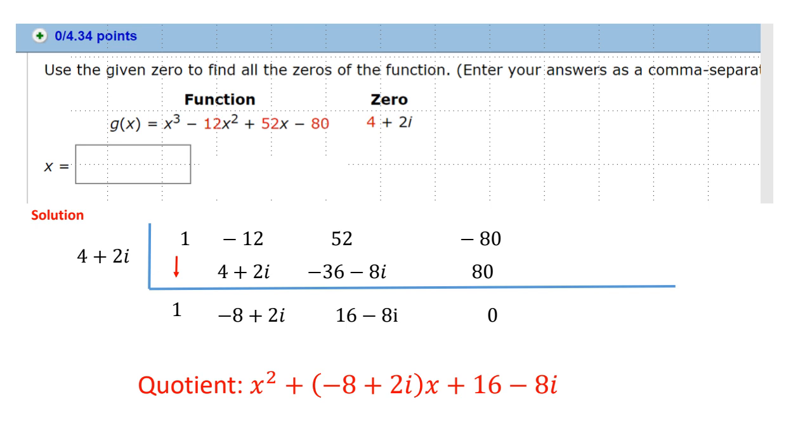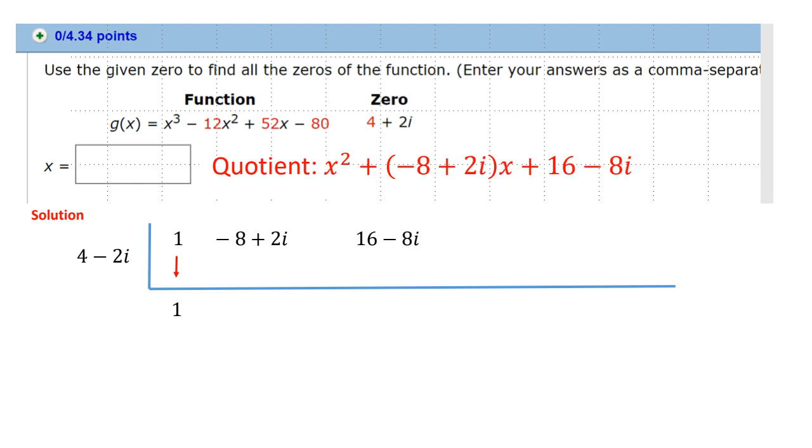So the quotient on this one, again, I started with a degree 3. I lose a degree. So I start with 1x squared. This negative 8 plus 2i refers to the x term, and this 16 minus 8i is my constant term. So again, this is just a way to practice our complex numbers.